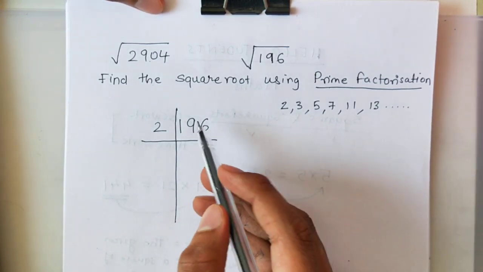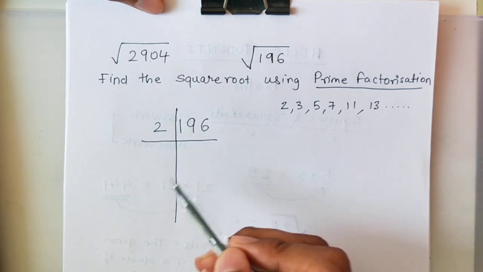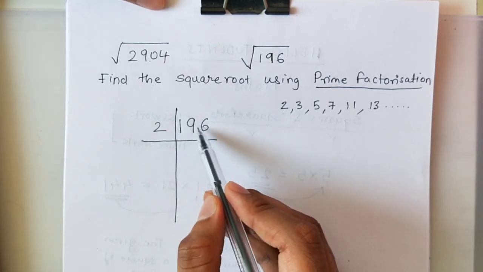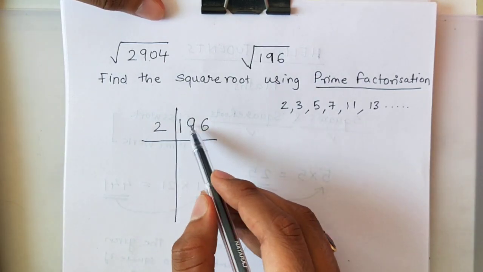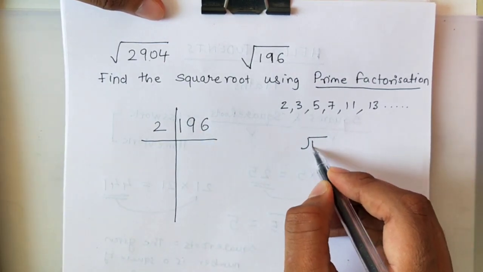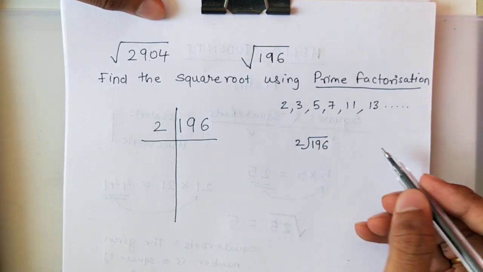Then draw a line here. Divide 196 by 2. How do you divide 196 by 2? We can do it directly here. This is a normal division, when you divide 196 with 2.